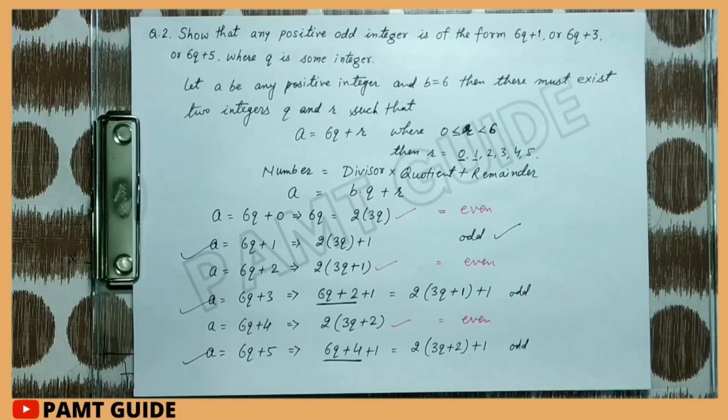And question number 3 is: an army contingent of 616 members is to march behind an army band of 32 members in a parade. The two groups are to march in the same number of columns. What is the maximum number of columns in which they can march?